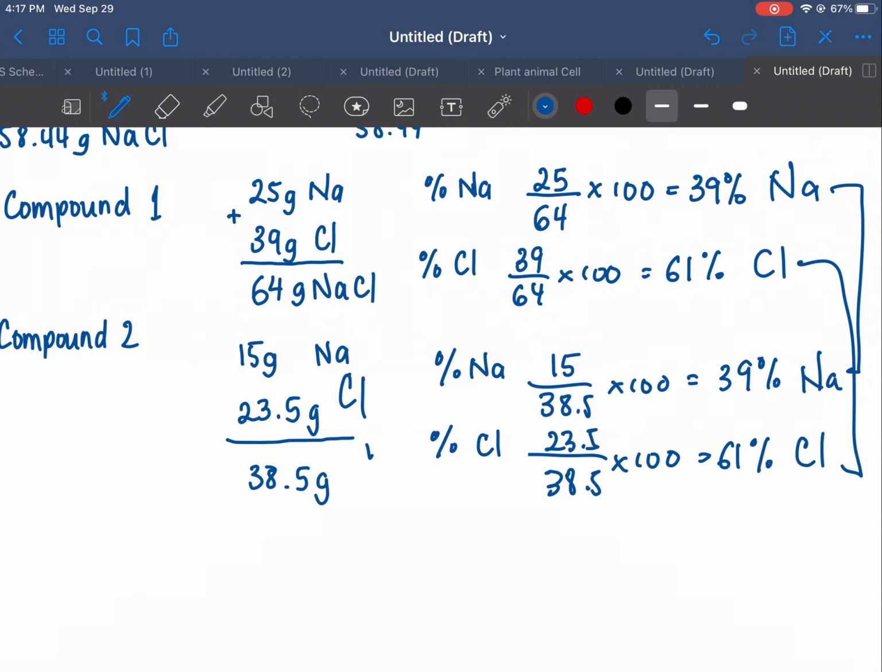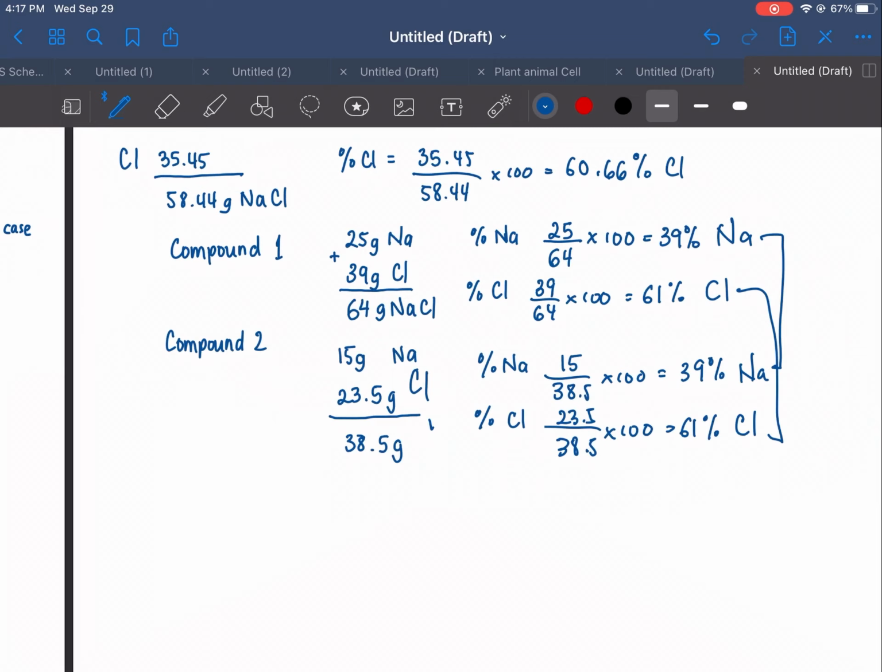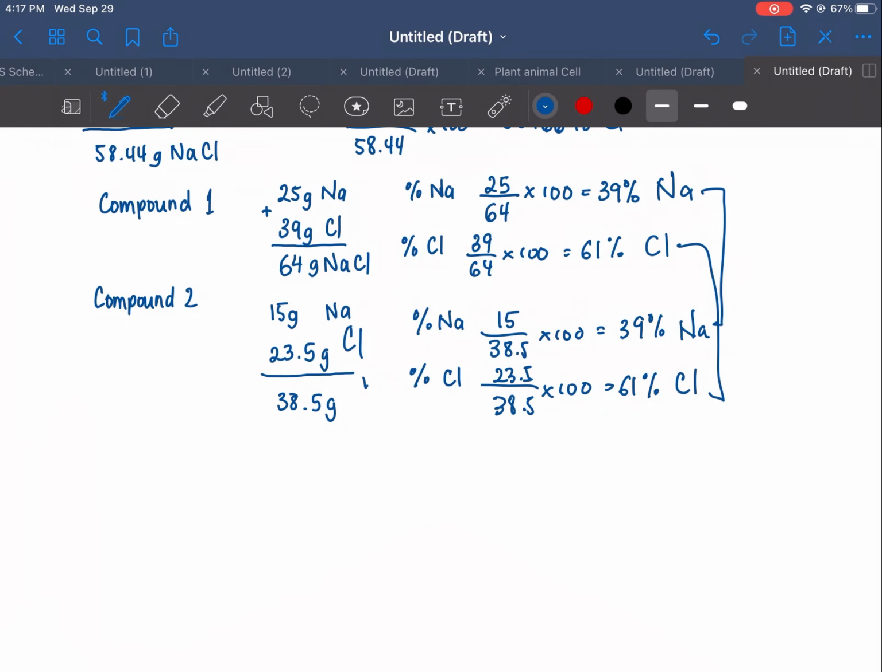So this is what we call the law of conservation of mass. That regardless of how much you have, the percentage by mass is going to be the same. All right. Finally, let's go and look at the law of multiple proportions.